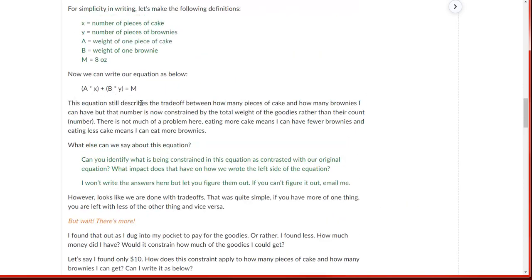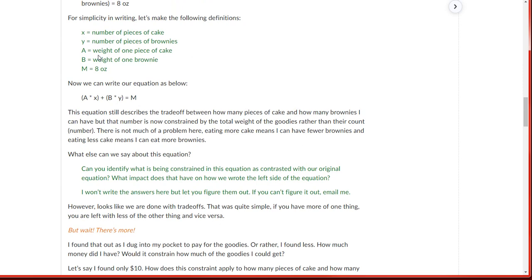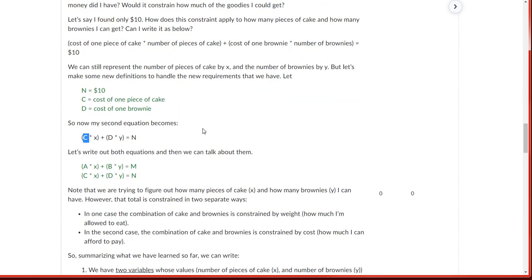A and B and C and D, right? A was the weight of one piece of cake, B the weight of one brownie, and then C the cost of one piece of cake, and D the cost of one brownie. So when you multiply the count of the number of pieces of cake by C, you get the total cost of the cake. And when you multiply the count of the brownies, which is Y, by D, you get the total cost of the brownies.